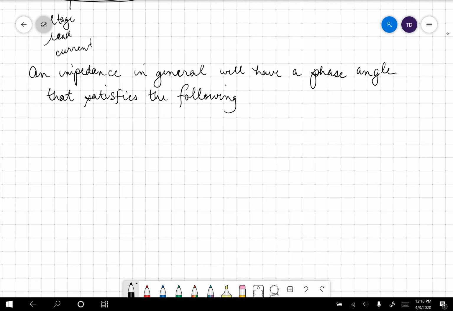Because resistance is never negative, we know the following. We'll call it theta z, the phase angle. Theta z is always going to be in the following range: between minus 90 degrees and plus 90 degrees. The phase angle is always between minus 90 and 90.